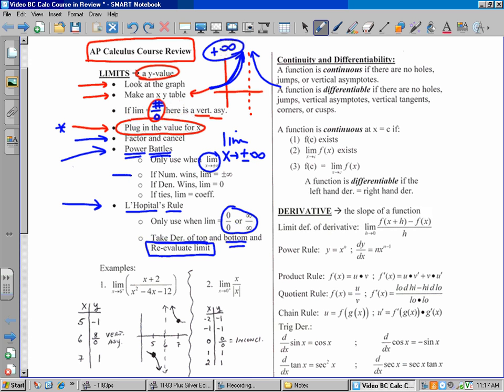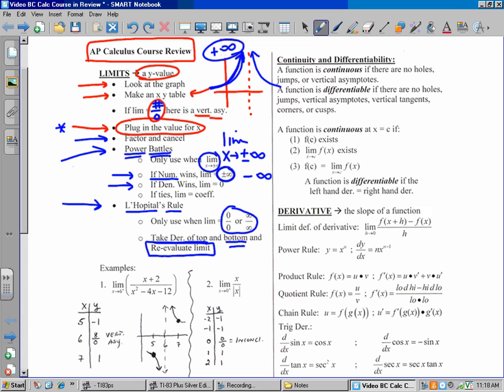If the numerator wins the battle, if the numerator has the highest exponent, then that limit equals positive or negative infinity. You have to figure out which one it is by plugging in values, right? So you plug in x equals 100, and maybe you get a million. If you get a million, then obviously it's going to infinity. If you plug in x equals 100 and you get a y value of negative a million, then obviously your limit is going to negative infinity. So if the numerator wins, the value of the limit goes to plus or minus infinity.